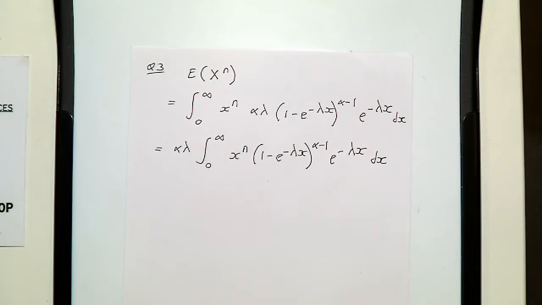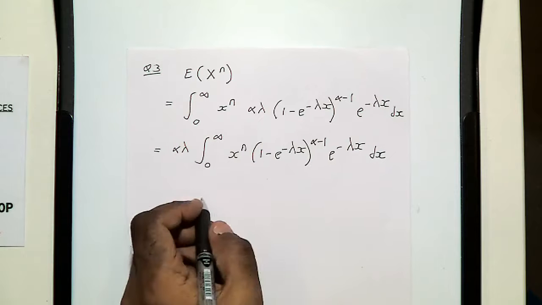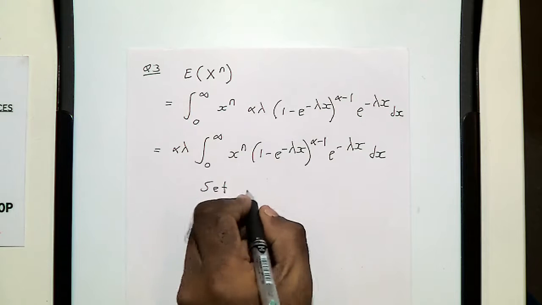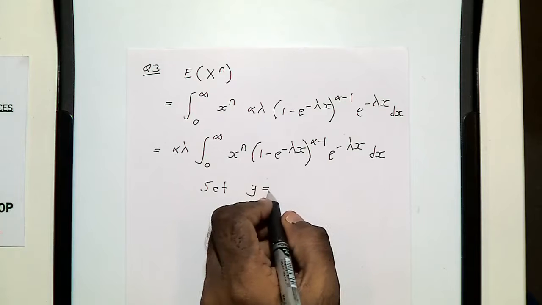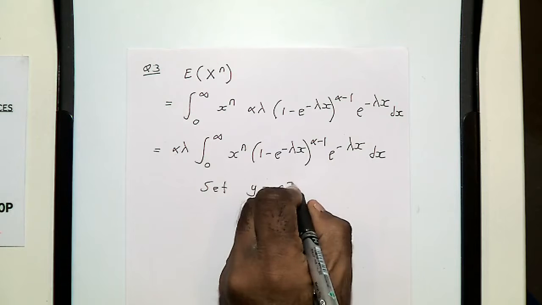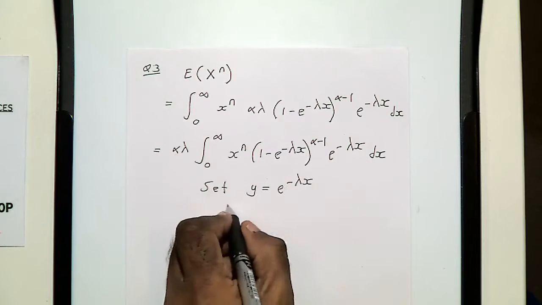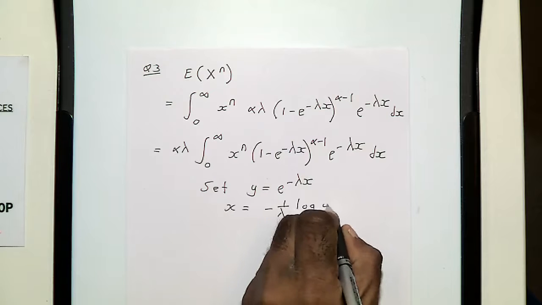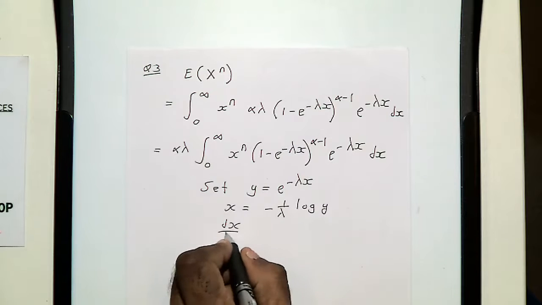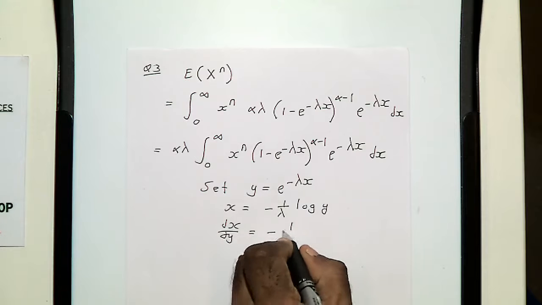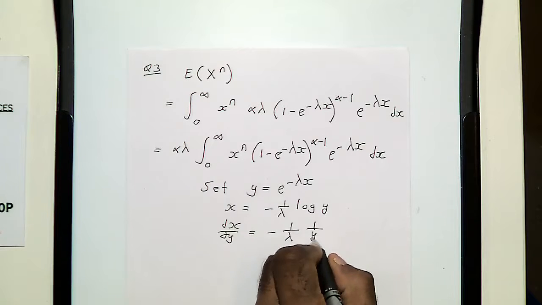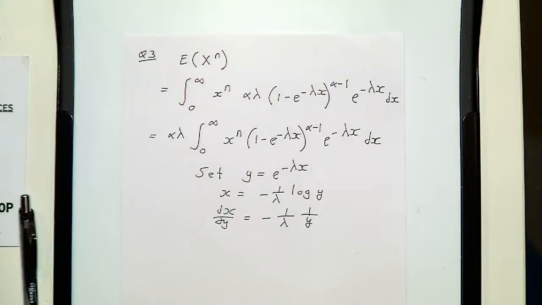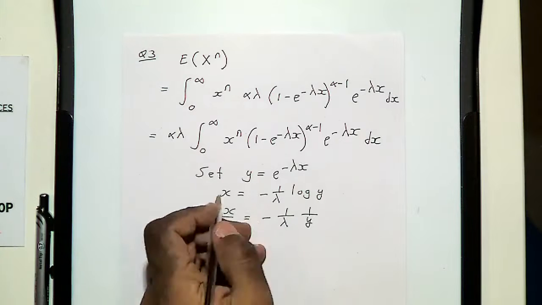All right. The next thing you need to do is to make a substitution. In this case, I'm going to make the following substitution. Set y equal to this, so x is minus 1 over lambda times log of y. So dx by dy is going to be minus 1 over lambda times 1 over y. So let's put this in a box.